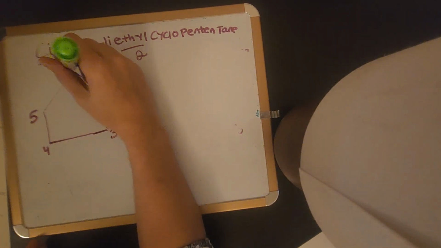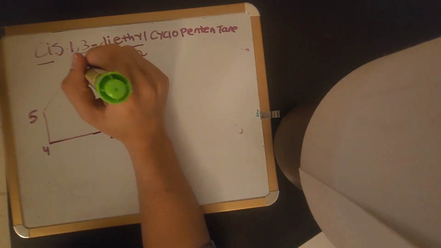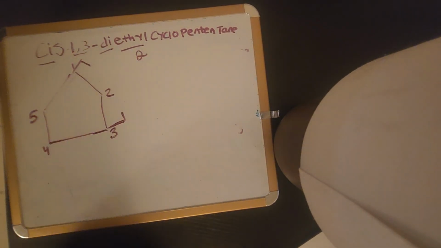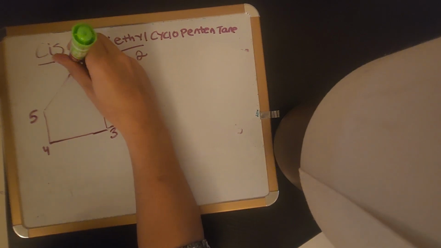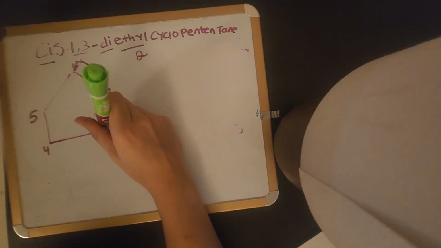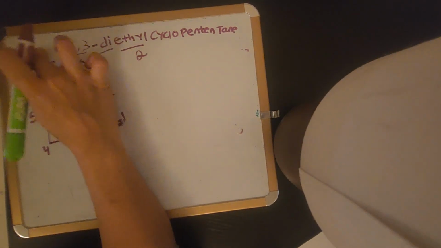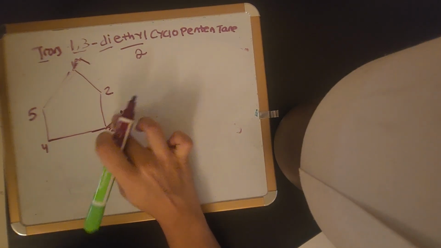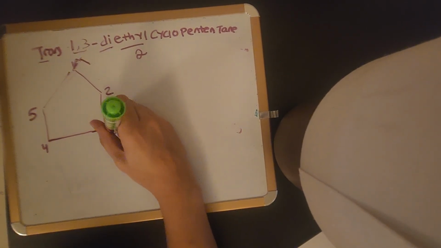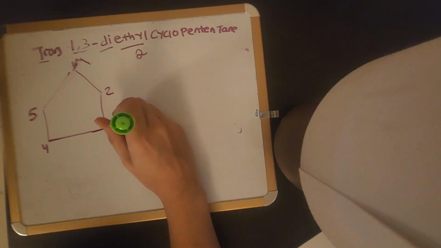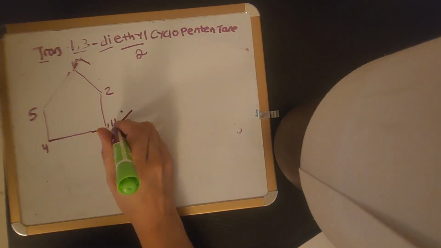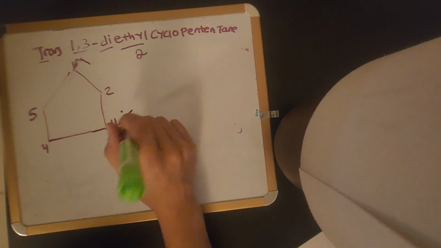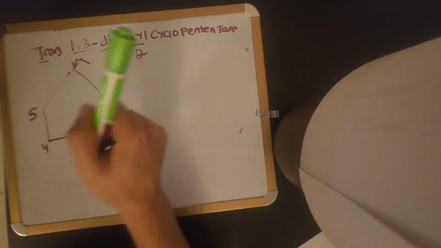In this case, to show that these are both in the front, we're going to actually draw a dash, because dashes mean that something is coming towards us. If this were trans, we could easily just replace this with a dash and a line. It is just depicting whether it is cis or trans.